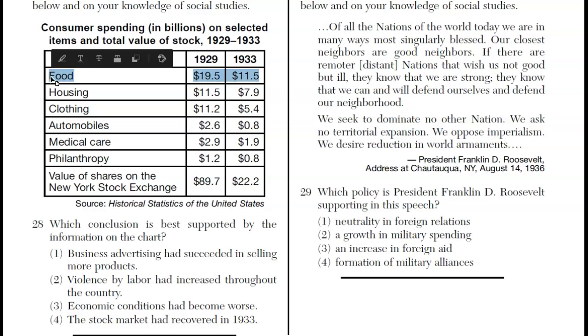That's going to cut the amount you spend on food. When it comes to housing, there's only so much you can cut. If you're paying rent for an apartment, even if you move to a smaller apartment, there's only so far you can cut that rent. Clothing, 11.2 to 5.4, so almost half. Again, clothing you have some control over.